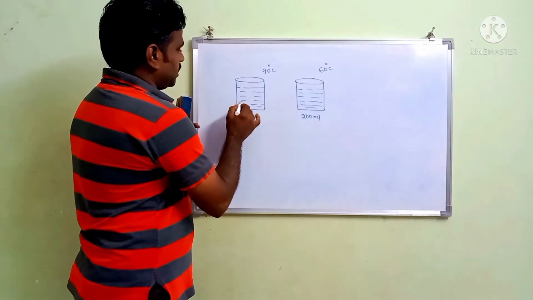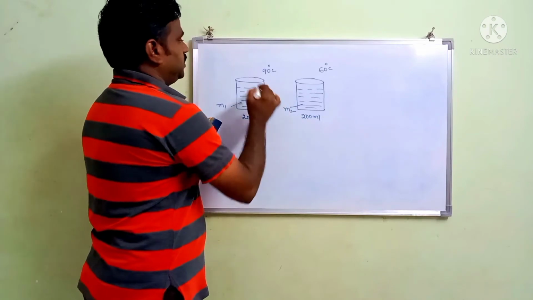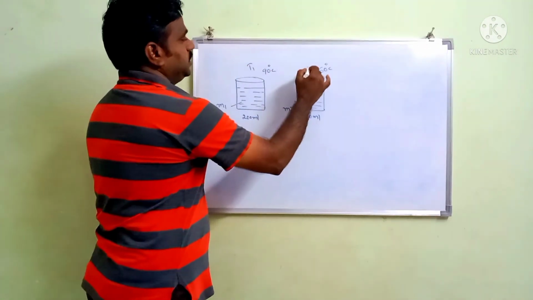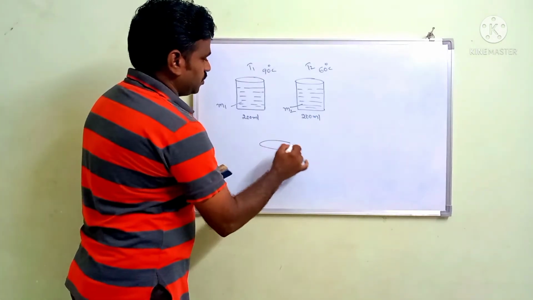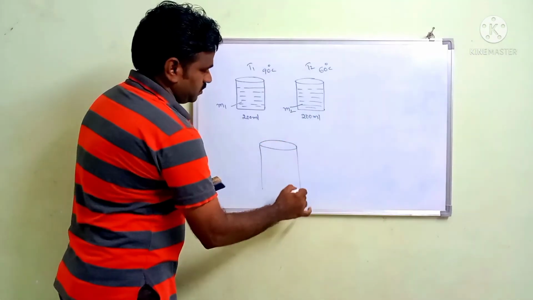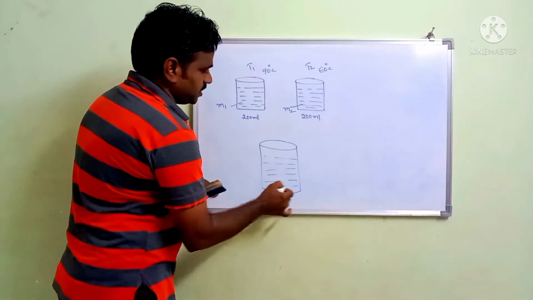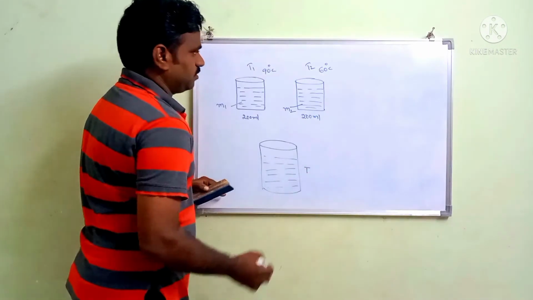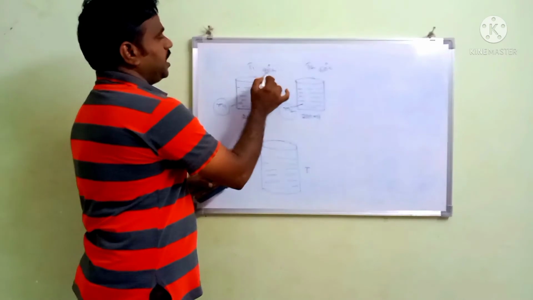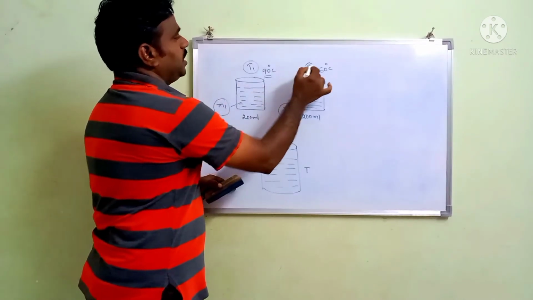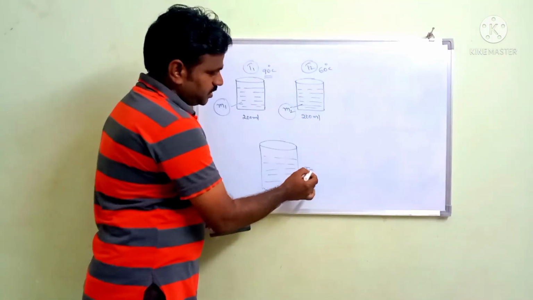So this mass is taken as M1 and this mass is taken as M2. This temperature is taken as T1 and the other temperature is taken as T2, and these two beakers of water are again poured into one large beaker. So the final temperature of the mixture is taken as T. So these are the notations. This is M1, M2, and the highest temperature is taken as T1, the lowest temperature is taken as T2, and the mixture temperature is taken as T.